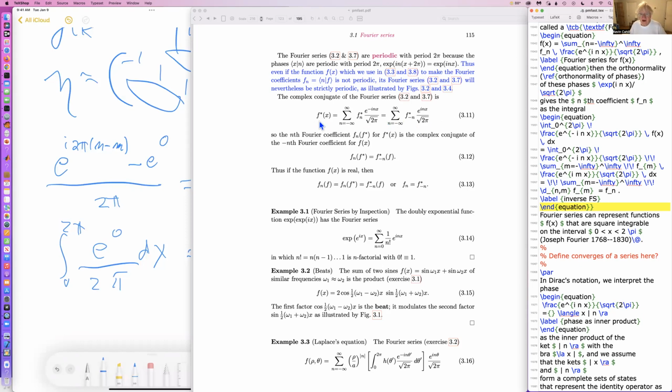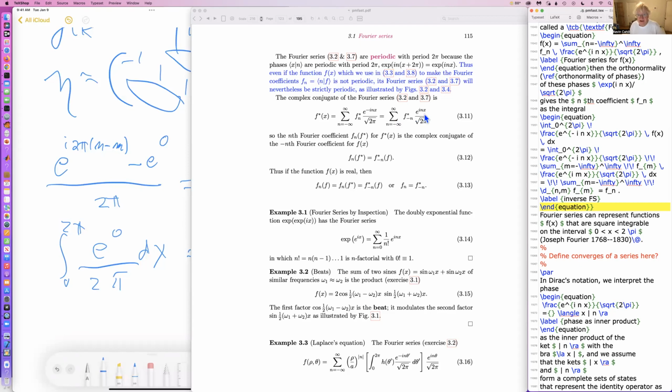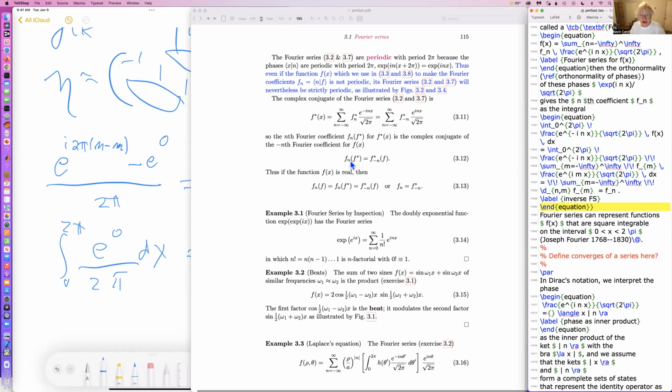Well, we'll see. Anyway, the complex conjugate of the Fourier series looks like this. And we can derive from that, taking the complex conjugate and then interchanging n with minus n, that the nth Fourier coefficient of the complex conjugate function is the complex conjugate of the minus nth coefficient of the ordinary Fourier series. To repeat it, in other words, the nth coefficient of the Fourier series for the complex conjugate function f star is the complex conjugate of the minus nth coefficient of the ordinary function f.